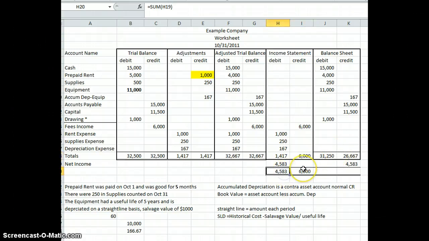Oops. I missed a column there. Sum that down. So equals 1,417 plus 4,583. There we go. Sum the balance sheet, both sides. So now you can see that we are in balance.